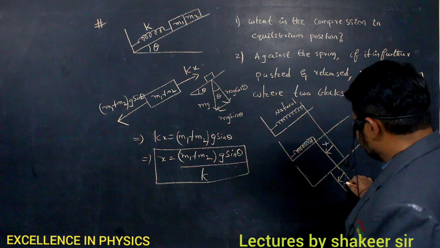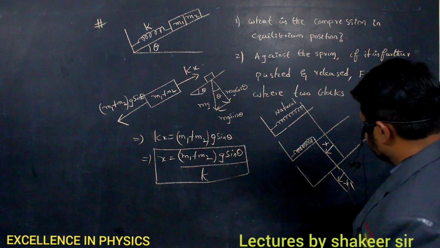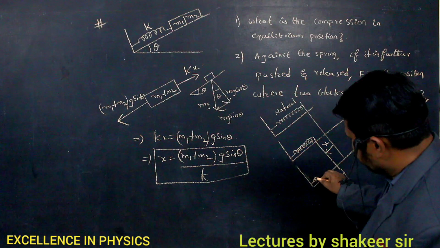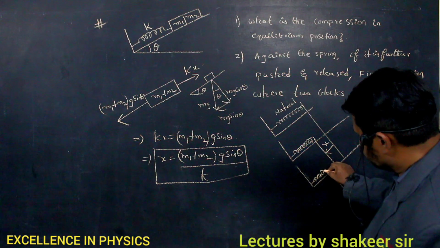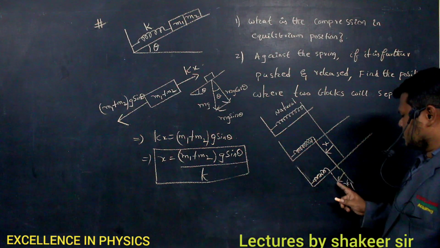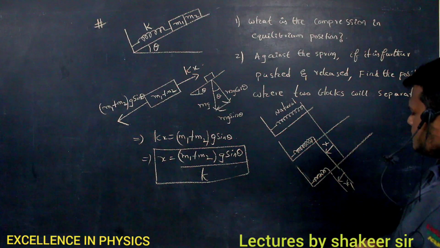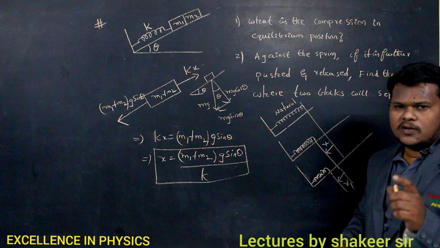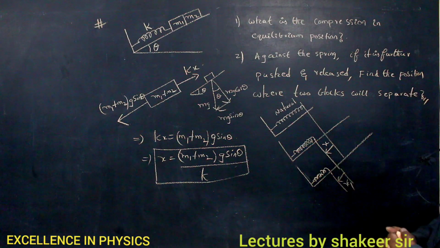So this is the additional distance which is compressed, which is x1. Now what is the position of the spring? Spring is highly compressed. So spring has become like this. Are you able to understand? So this is additional compression produced in the spring. Now if I release the spring from here, what will happen? That is my question.